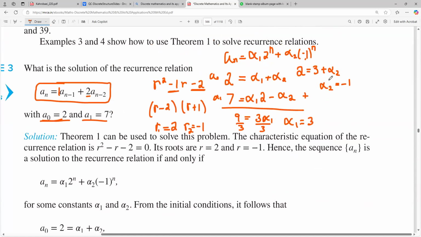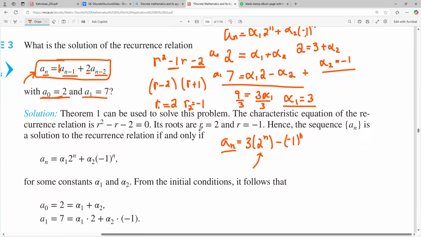And now we know what alpha 1 and alpha 2 are. Put them back into the formula. We get a of n is equal to alpha 1, which is 3, times 2 to the n, plus alpha 2 is minus 1, so I'm just going to do minus 1 to the n. And like I said before, we have now turned this recurrence relation, where in order to get any value n we need the last two, into a formula where for any n, we just plug in n into the formula and we get a value.